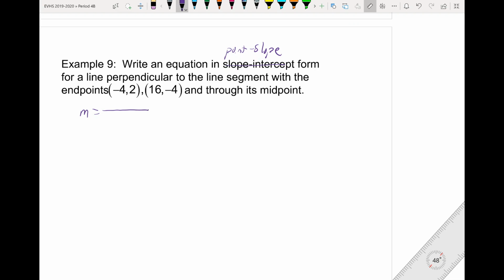So doing our slope calculation, we're going to get -4 minus 2. And then what? 16 plus 4. So -4 minus 2 is -6 over 20, which reduces to -3 over 10. So my perpendicular slope is positive 10/3.